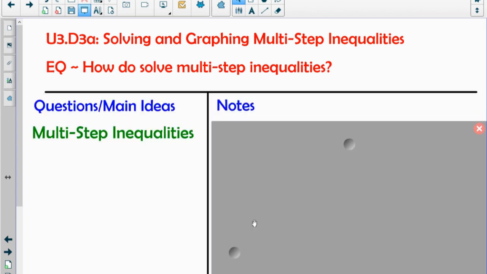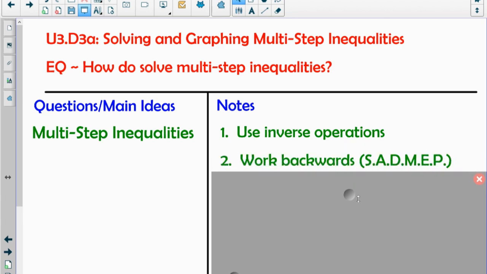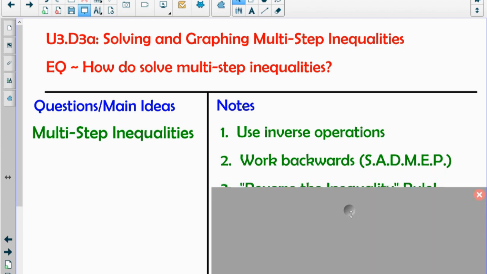All right, so first thing, we have multi-step inequalities. Just a couple of reminders. Anytime you solve multi-step inequalities, as we would with multi-step equations, we still want to use inverse operations when solving. So to undo adding, you want to subtract. To undo multiplication, you want to divide, and so on. We also want to work backwards. If there's ever more than one step or one thing that you need to do, we always make sure that we follow SADMAP, which is the reverse order of operations, when we're solving equations.